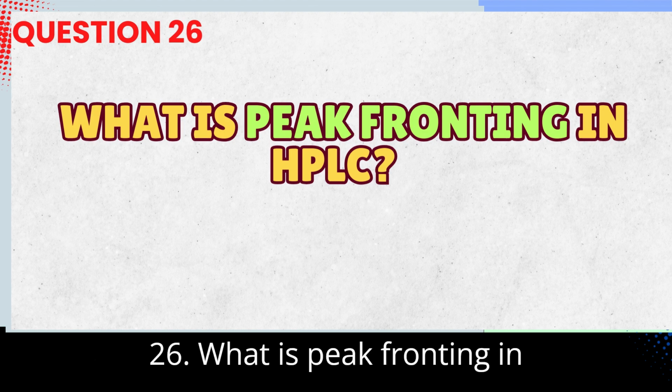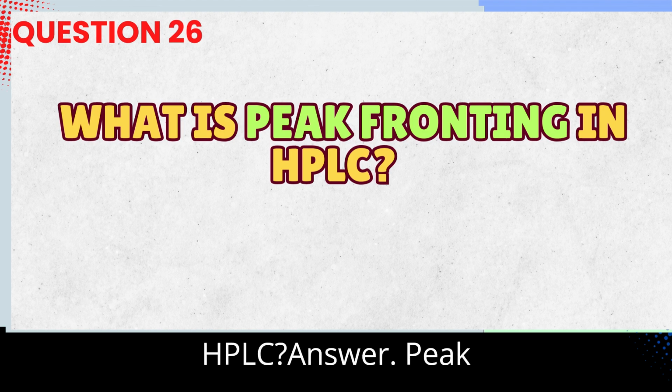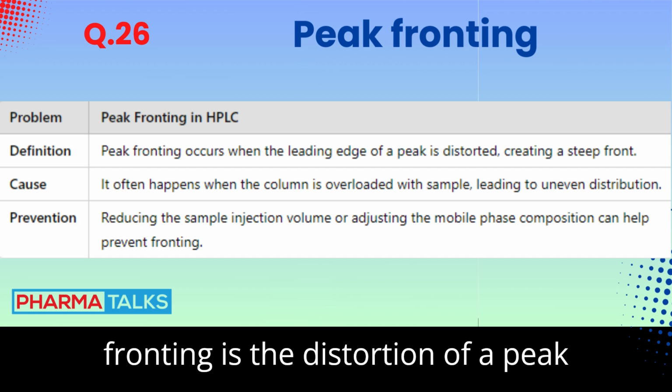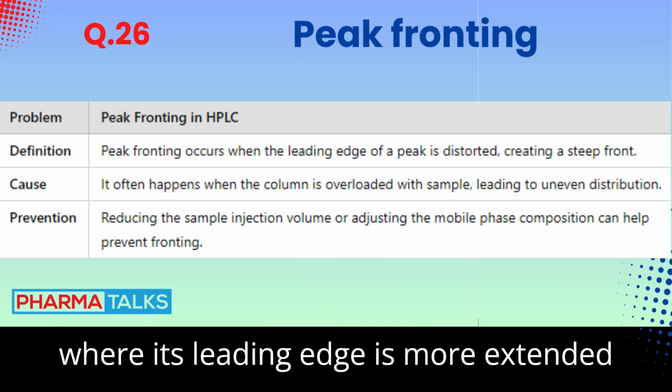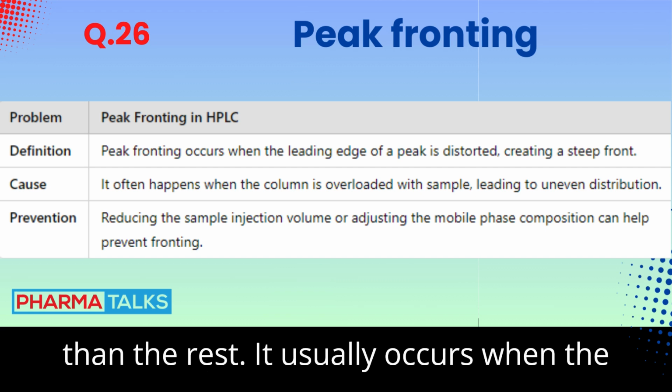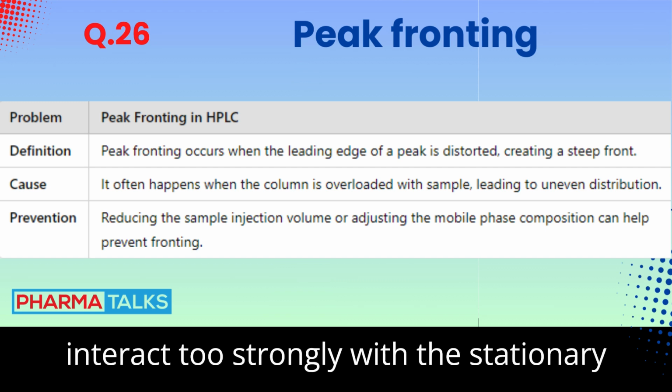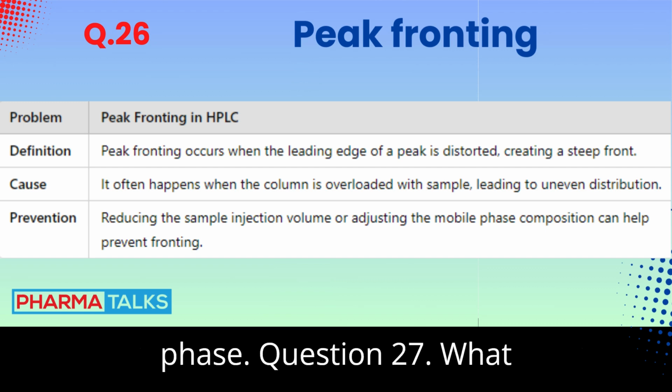Question 26. What is peak fronting in HPLC? Answer. Peak fronting is the distortion of a peak where its leading edge is more extended than the rest. It usually occurs when the sample is overloaded or the analytes interact too strongly with the stationary phase.